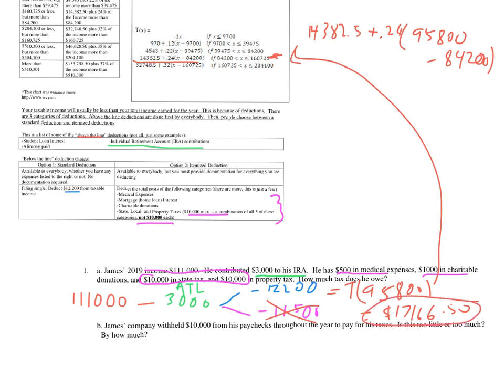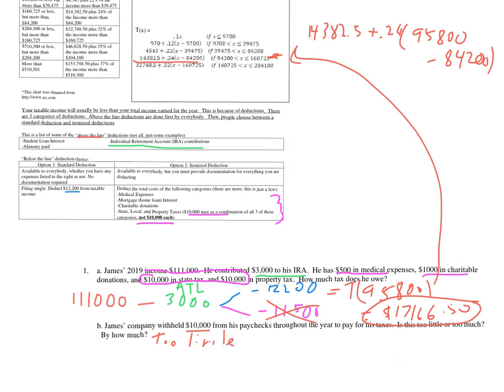All right, so then the next question, it says that James's company withheld $10,000 from his paycheck throughout the year. And so is this too much or too little? So he was supposed to pay $17,166.50. He's only paid $10,000 so far. So that $10,000 is they took that money out of his paychecks and sent it to the government and said, okay, James is paying this $10,000. So it was not enough. It was too little.